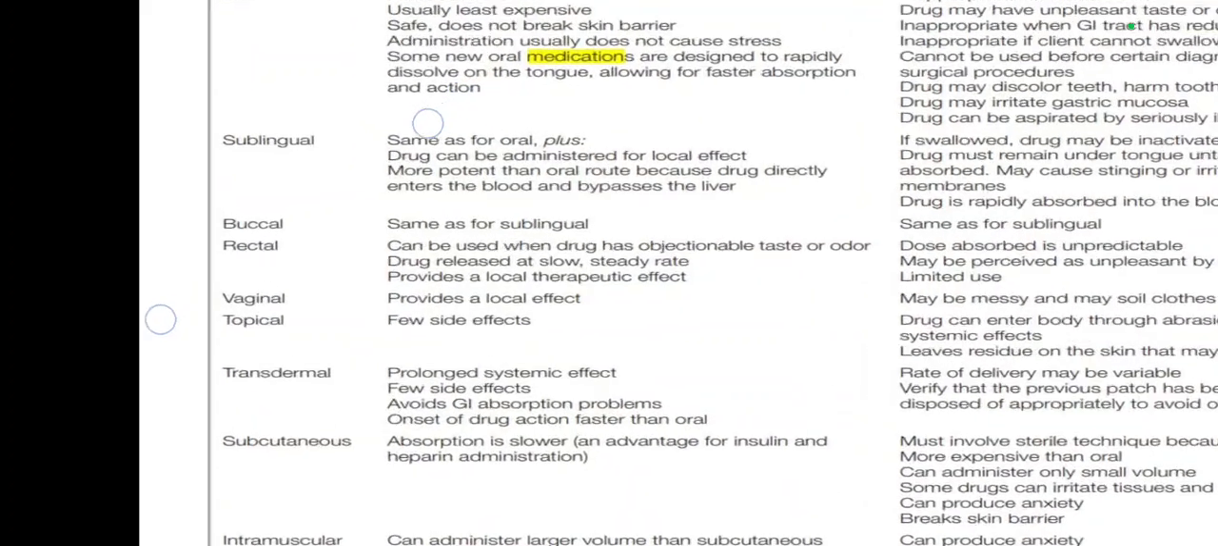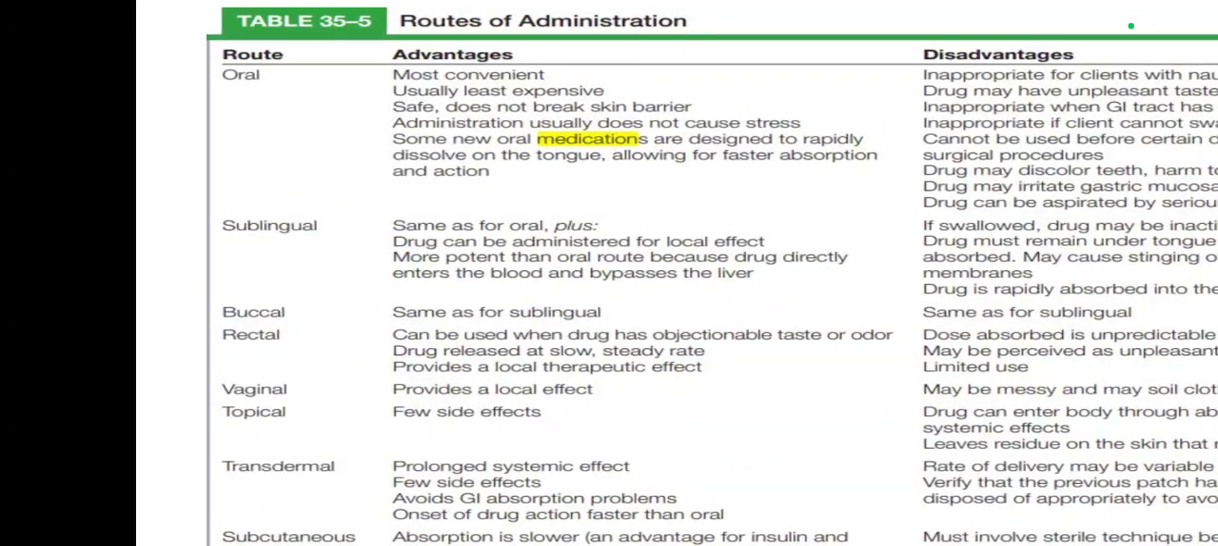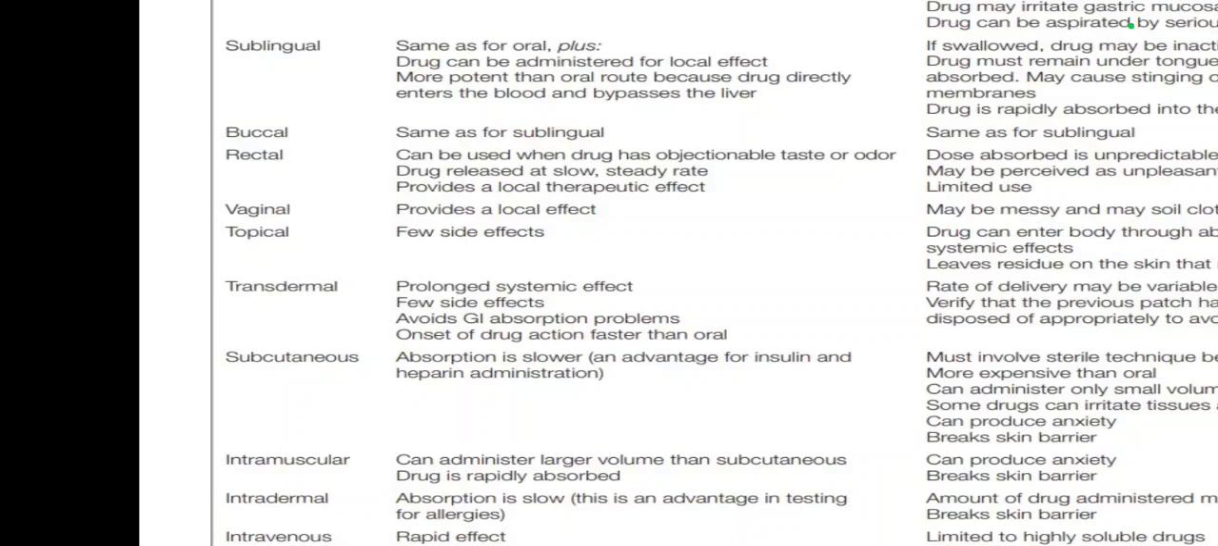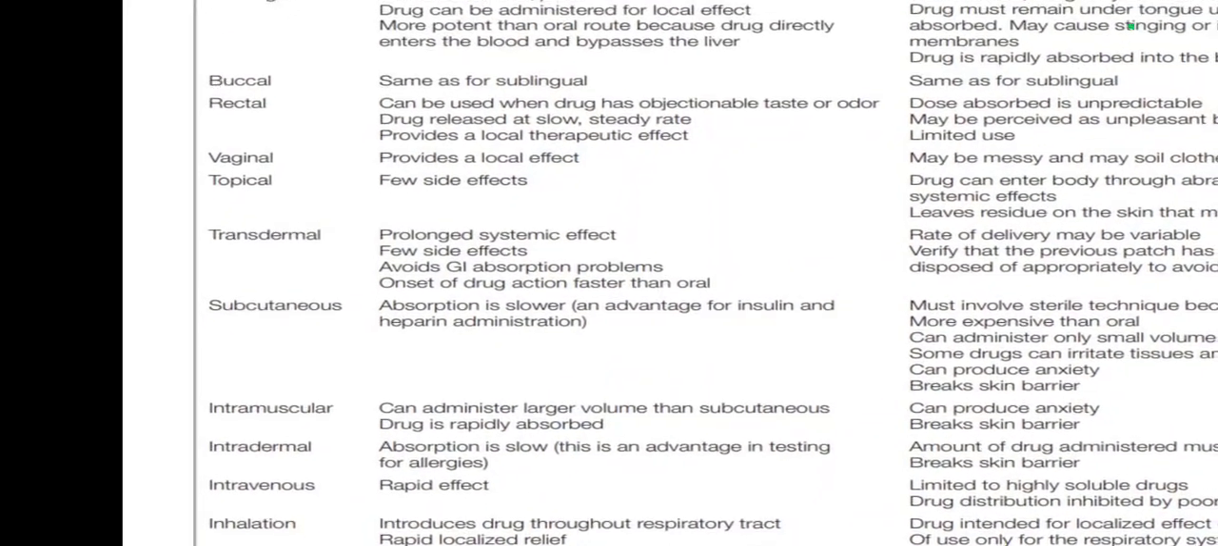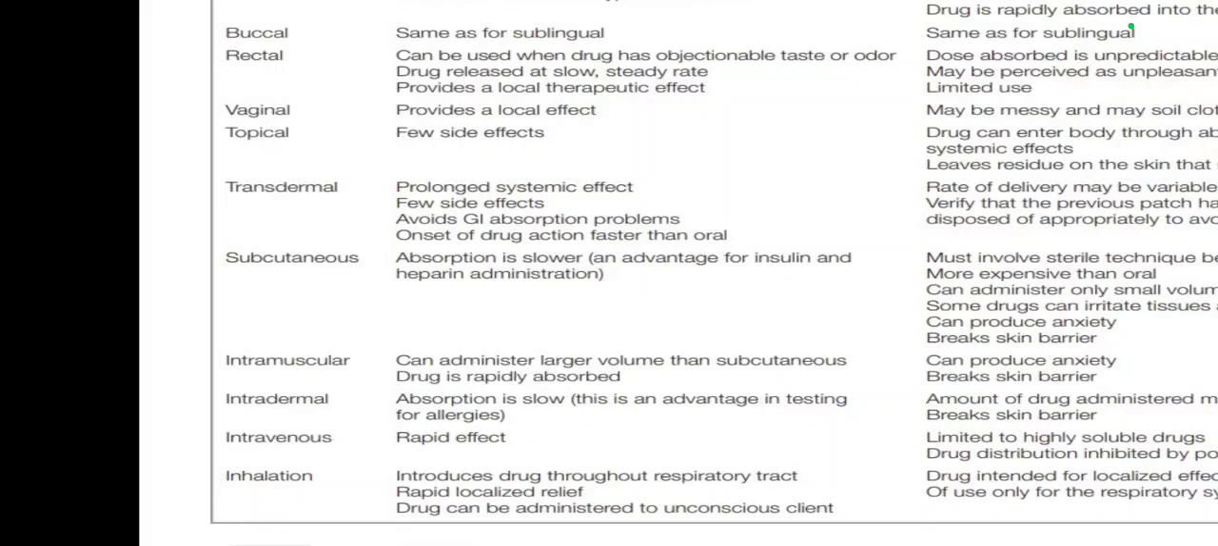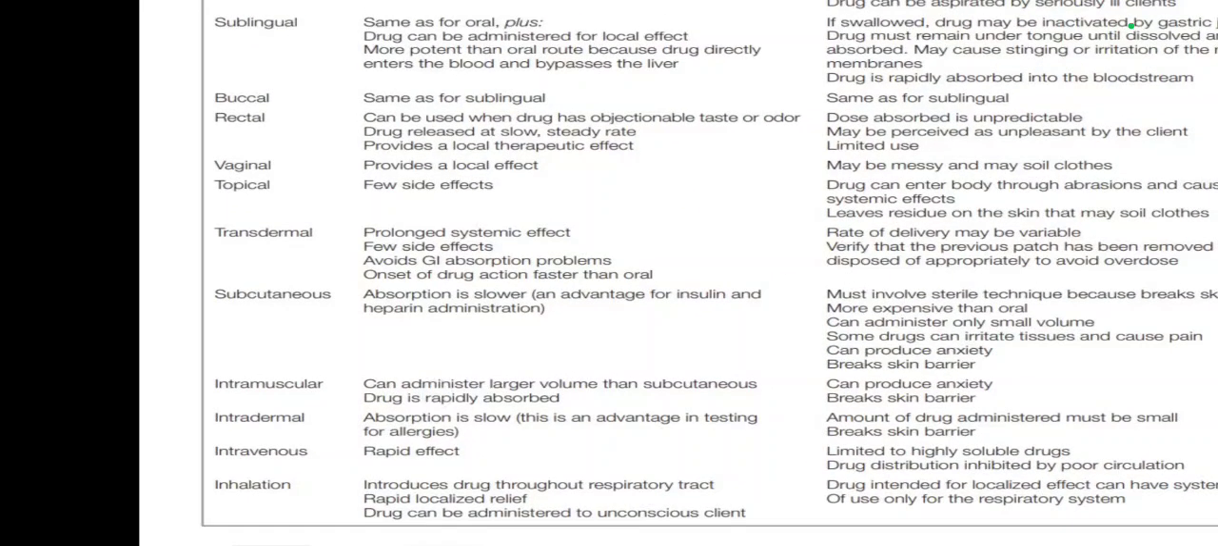We have also the different routes of administration. We have oral, meaning in the mouth or per orem, the PO meds. And then we have sublingual, which is under the tongue. We have buccal, same as sublingual, however it is more on the cheeks of the mouth. And then we have the rectal, vaginal, topical, transdermal, subcutaneous, intramuscular, intradermal, intravenous, and inhalation.